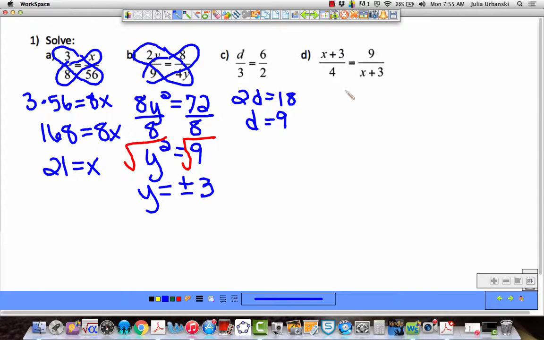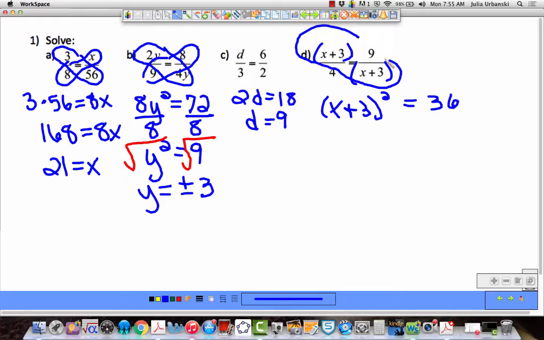Alright, now this is the trickiest one because you've got x plus 3 times x plus 3. You're multiplying across. Write it this way. X plus 3 times itself, which means squared, equals 4 times 9, which is 36. So I'm still just cross multiplying here. I'm just not writing it out. Any questions on what I wrote there?